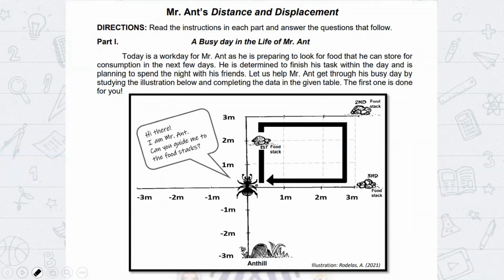Finally, let us apply what we have learned in this example. A busy day in the life of Mr. Ant. Today is a workday for Mr. Ant as he is preparing to look for food that he can store for consumption in the next few days. He is determined to finish his task within the day and is planning to spend the night with his friends. Let us help Mr. Ant get through his busy day by studying the illustration below and completing the data in the given table.